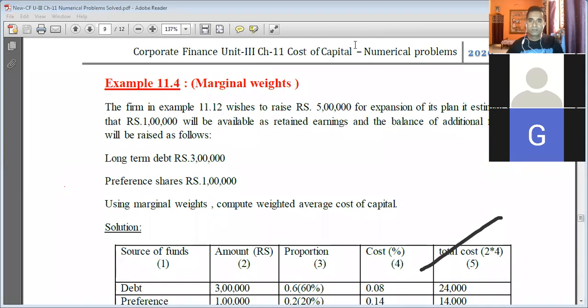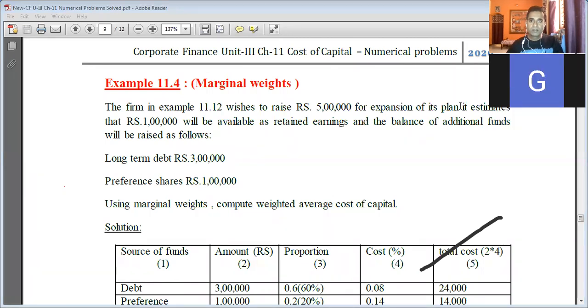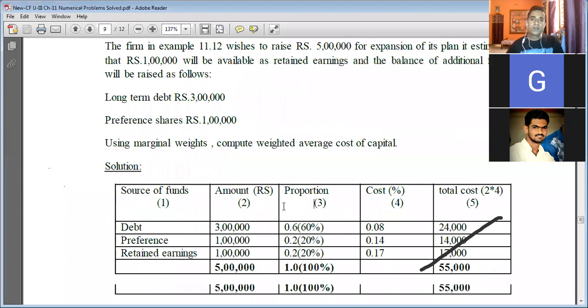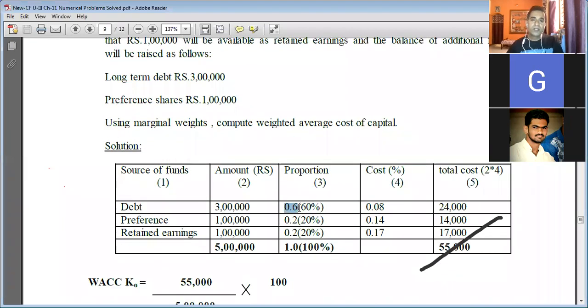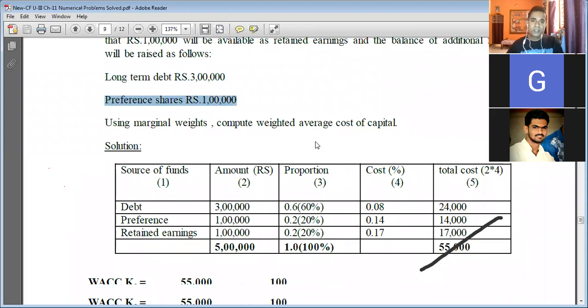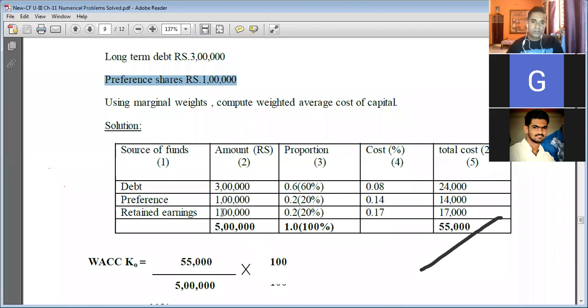Sir, I didn't understand that proportion. From where have you taken that percentage? We have not taken it, we have calculated it. The problem is that only these costs we have taken from example 11.12. The remaining data is newly given. 5 lakh additional capital will be raised: 3 lakh from debt, 1 lakh from equity, and from preference capital 1 lakh. Now pay attention carefully.